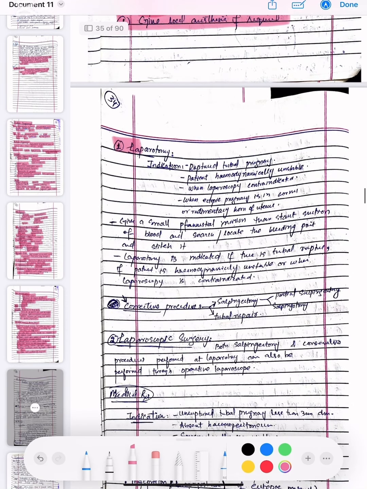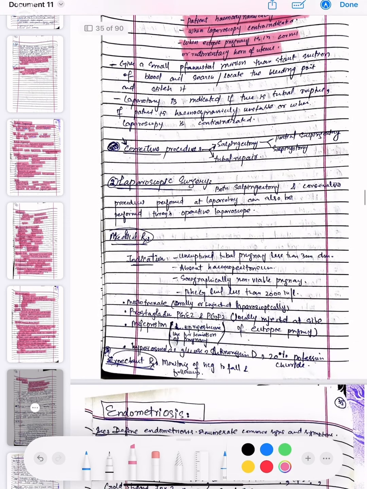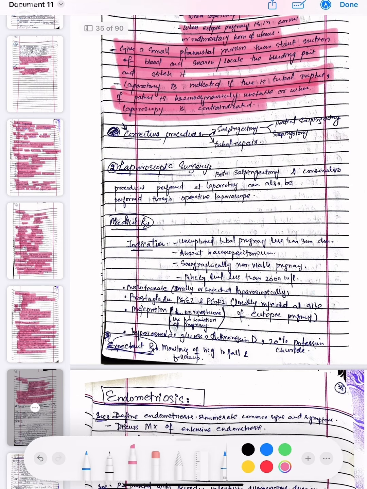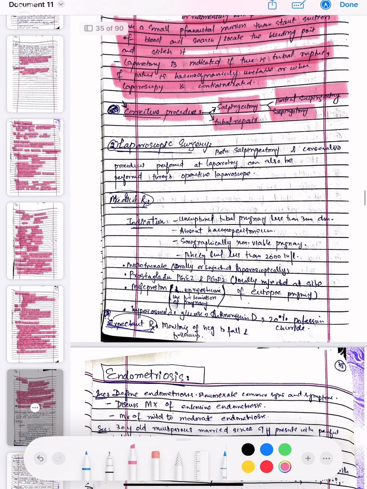Now laparotomy is done, which is indicated for rupture of tubal pregnancy, when the patient is hemodynamically unstable, when laparoscopy is contraindicated, and when the ectopic pregnancy is in the rudimentary horn of the uterus. Then give a small fenestral incision, start suction of the blood, and locate the bleeding point and stitch it. The corrective procedures are salpingectomy and tubal repair, partial salpingectomy and salpingotomy. The laparoscopic surgery is both salpingectomy and conservative procedures performed at laparotomy, which can also be performed through an operative laparoscope.